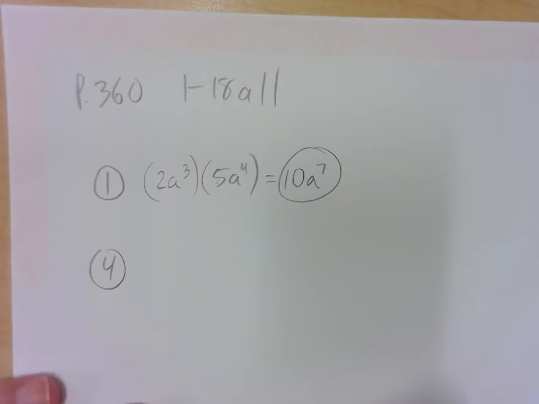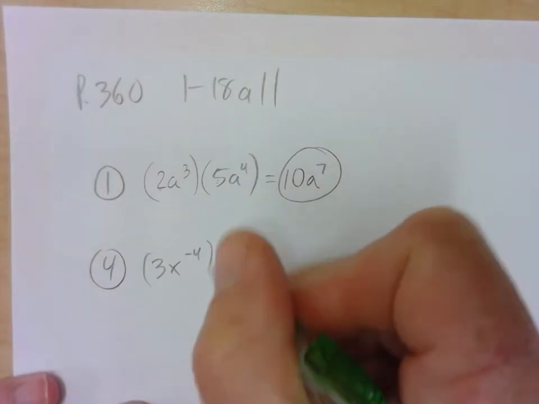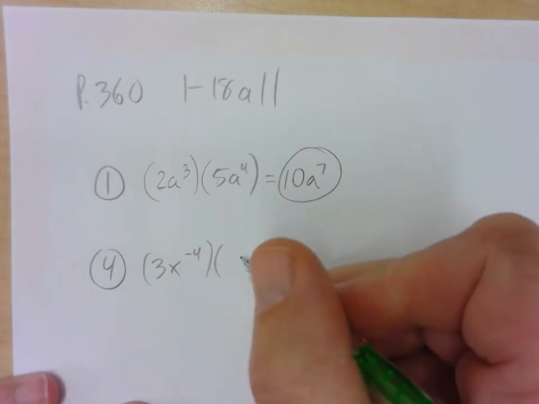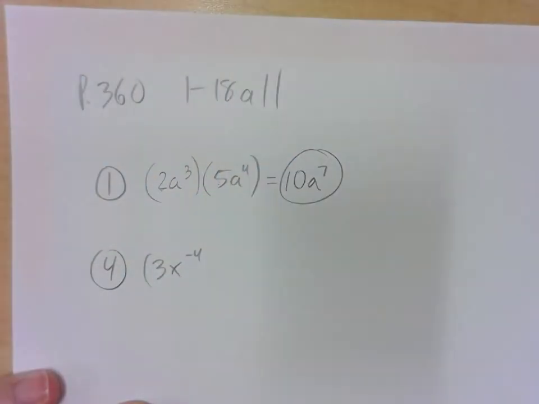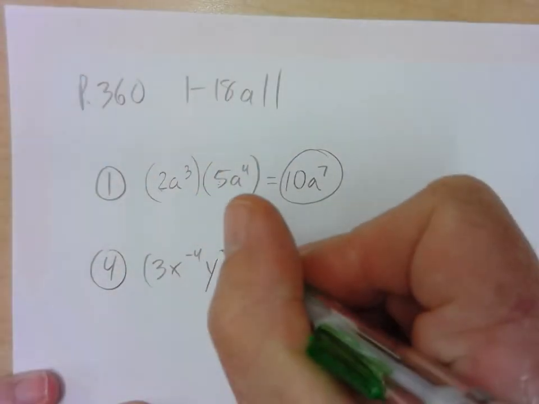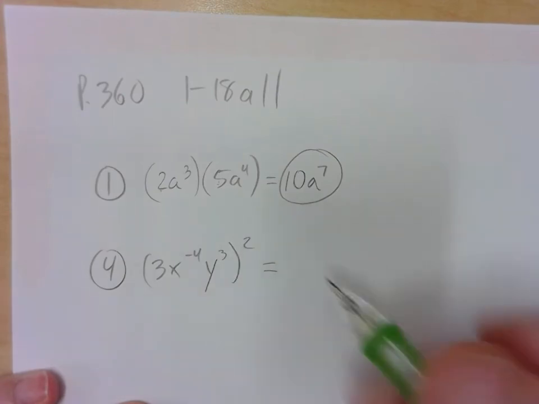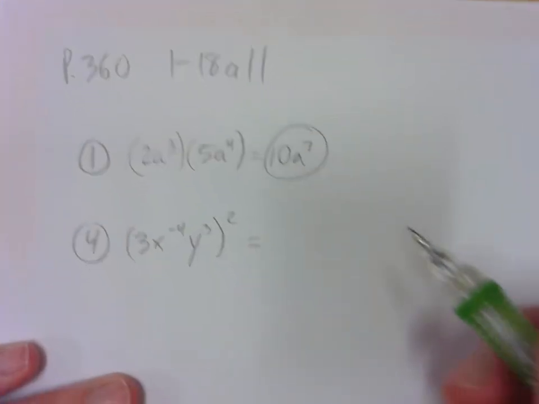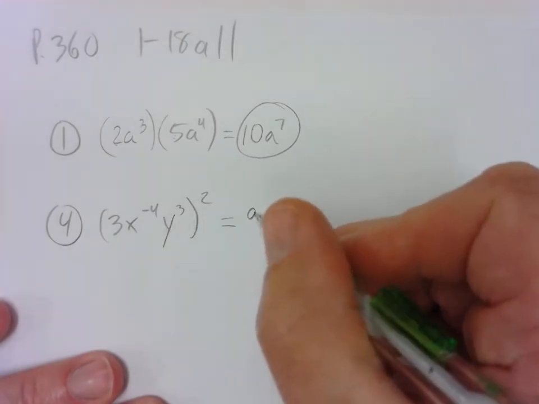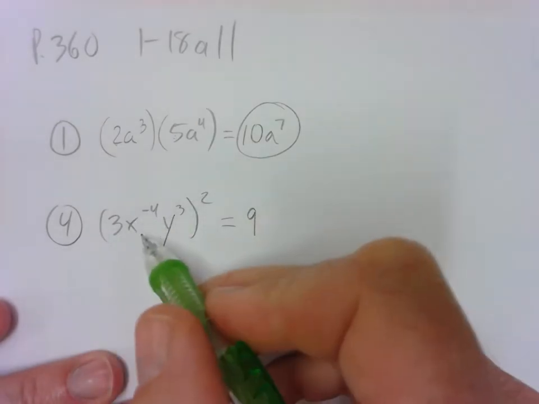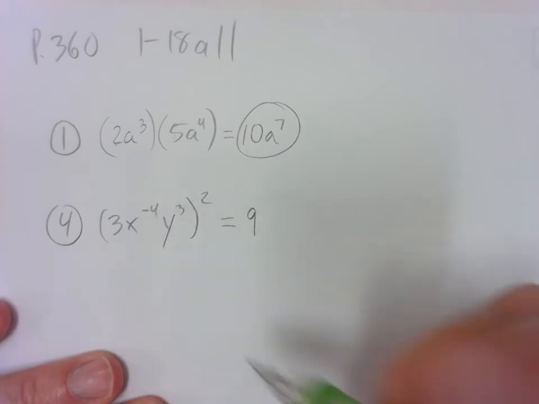The next one is number 4, and that one is 3x to the negative 4, and then y to the 3rd, and then squared. Okay, here we go. So everything inside here gets squared. 3 gets squared, so 3 squared is just 9. And the x to the negative 4 gets squared, so you have a power raised to a power, so you remember what to do with that.